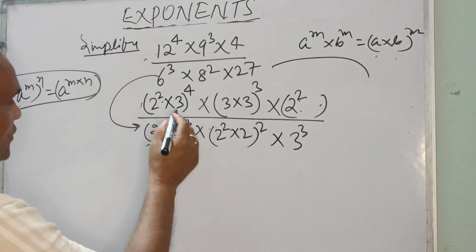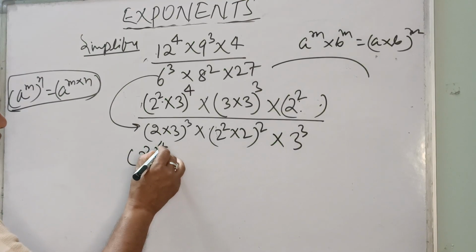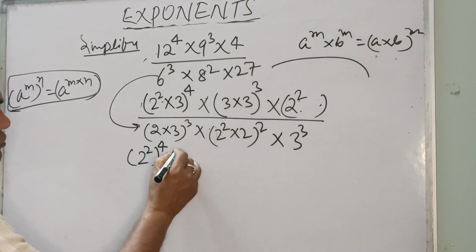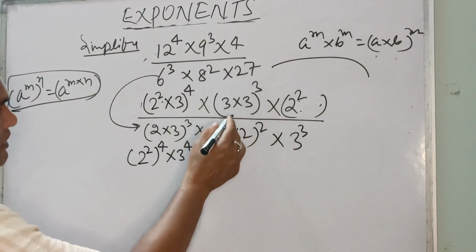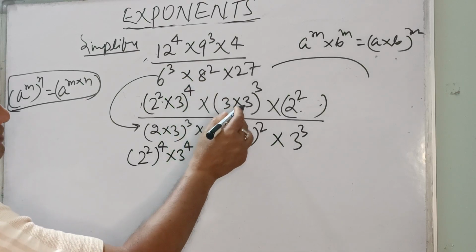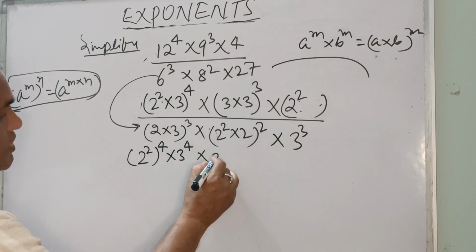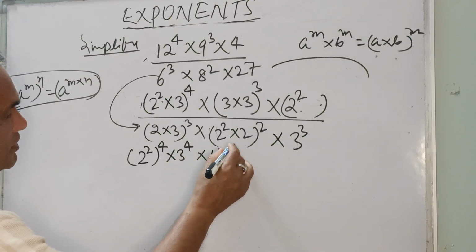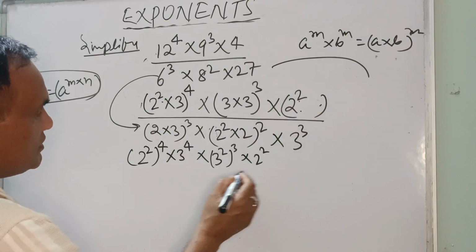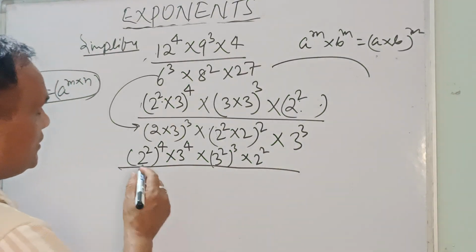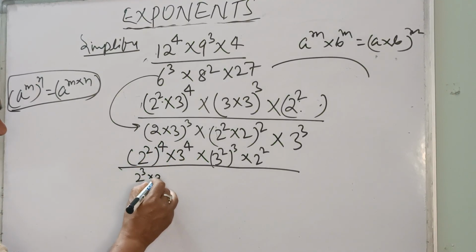So can we write this like this? 2 to the power 2 into 4, can you write? And into 3 to the power 4, can we write? Again 3 to the power 3, here is 3 to the power 3, it means 3 squared. So this is 3 squared and 3, right? Again here it is 2 squared, right? Again we'll go down, and here it is 2 to the power 3 and 3 to the power 3, right?